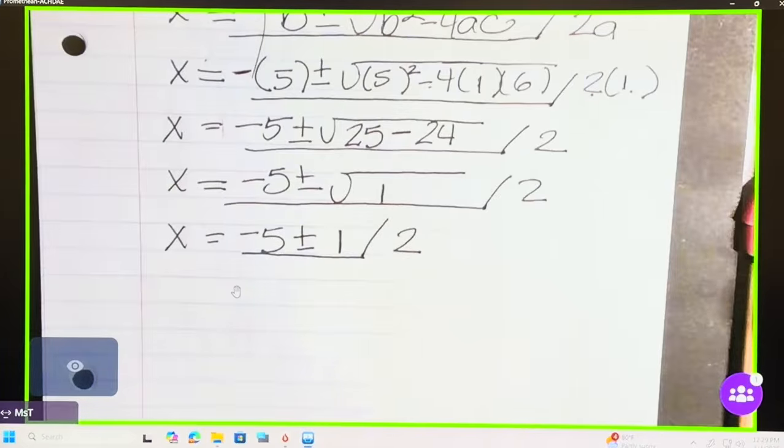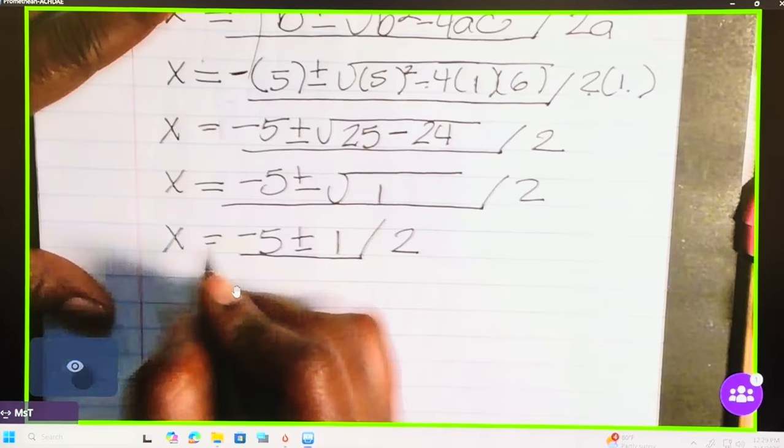Now, what happened to my radical? Here. We simplified it. It's gone because we actually took the square root. Once you hit that square root key, it's gone. Are y'all with me? All right, now let's go. What do I have now?